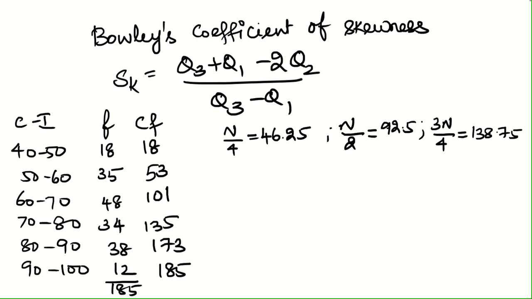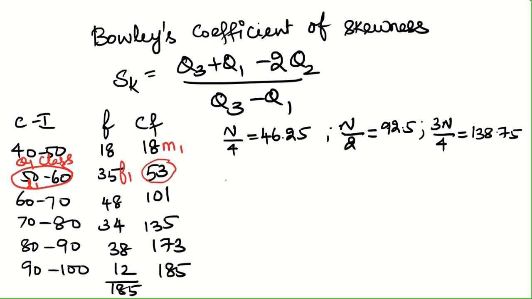Based on these values, let us go for fixing the quartile classes. Here we got n by 4 as 46.25. In the cumulative frequency column, find a cumulative frequency just greater than 46.25. So the value will be 53 and the corresponding class interval will be the Q1 class. So the lower limit will be L1, the corresponding frequency we take as F1, and the cumulative frequency value just preceding the Q1 class we will take as M1.